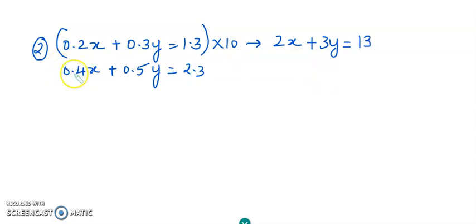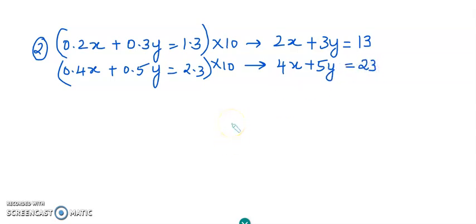Same way, in the next equation 0.4, 0.5 and 2.3 all have a single decimal point. So we are going to multiply this by 10. So it will change as 0.4 multiplied by 10 is 4x, 0.5 multiplied by 10 is 5y, and then 23.